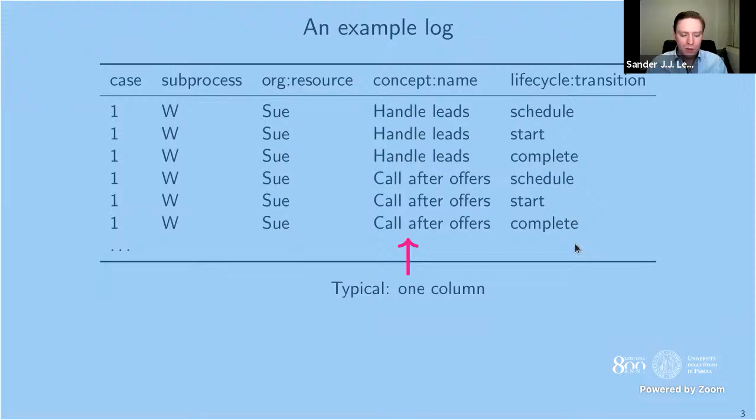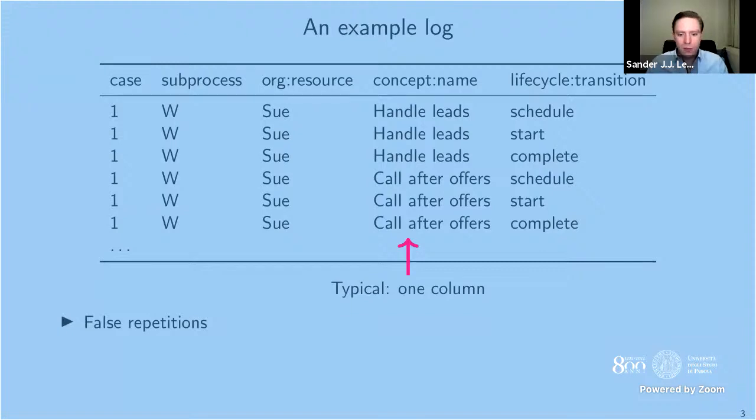First of all, there are false repetitions if we just consider this concept name column in this example. For instance, the first three events are all handle leads, but these all denote the execution of one activity only. And we can see that in the lifecycle transition column that goes from schedule via start to complete. So this is a false repetition, and process discovery techniques have to handle that.